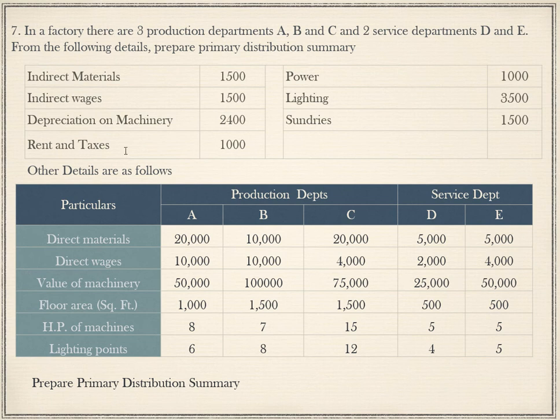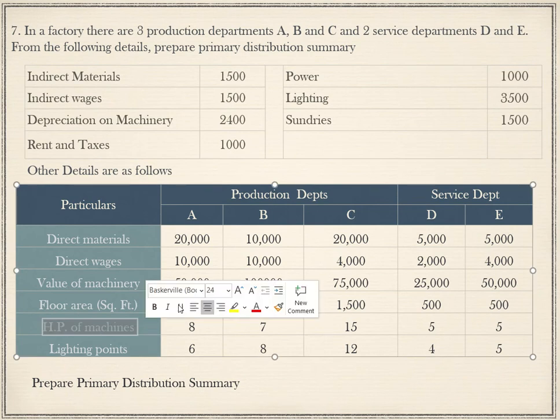Next one is rent and taxes, 1000. The basis of apportionment of rent and taxes is area. Here they have given floor area, right? The ratio of this is going to be the basis of apportionment. Next one is power, 1000. For this, the basis is going to be HP of machines, which you can see here.